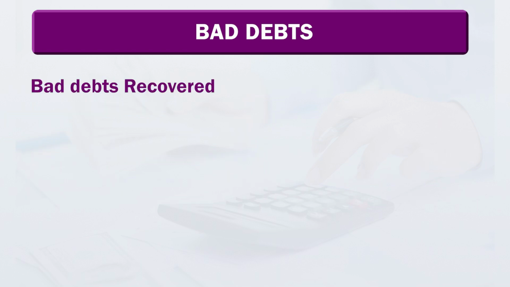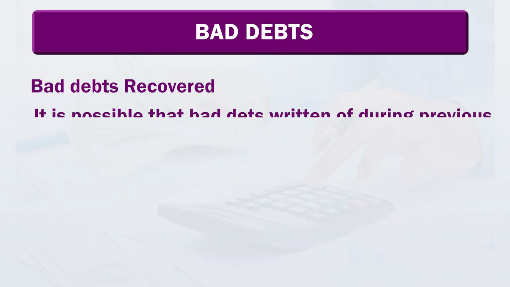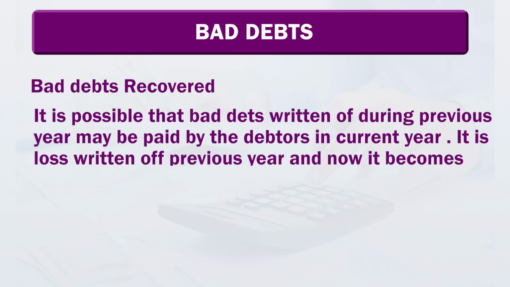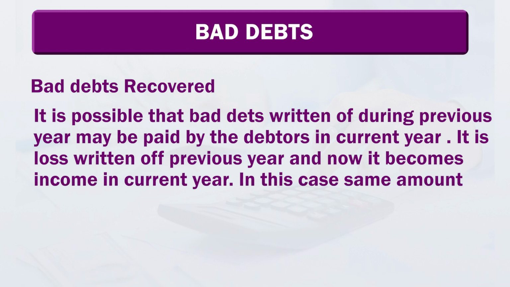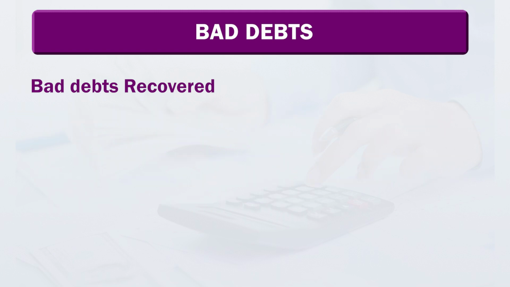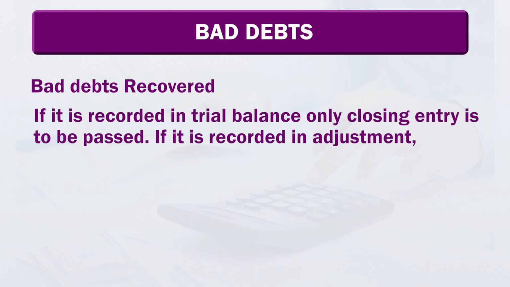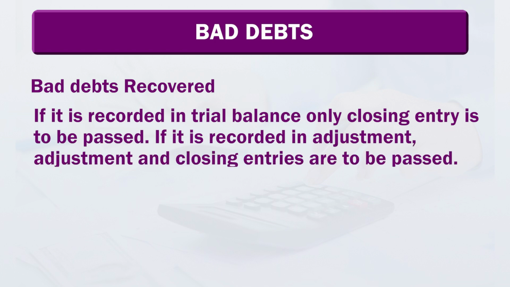Another point is about bad debts recovered. This is also an important point. Friends, be careful. It is one kind of income. It is possible that bad debts written off during the previous year may be paid by the debtors in the current year. It is a loss written off in the previous year and now it becomes income in the current year. In this case, the same amount will be credited in the profit and loss account. If it is recorded in the trial balance, only the closing entry is to be passed. If it is recorded in adjustment, then adjustment entry and closing entry are to be passed.